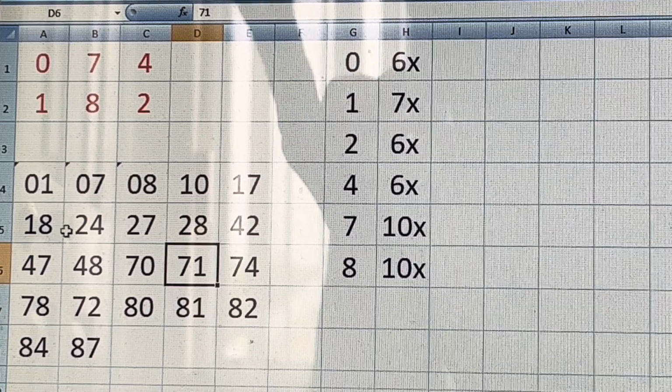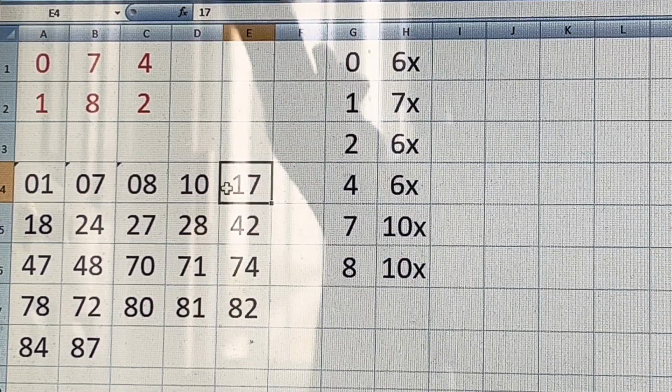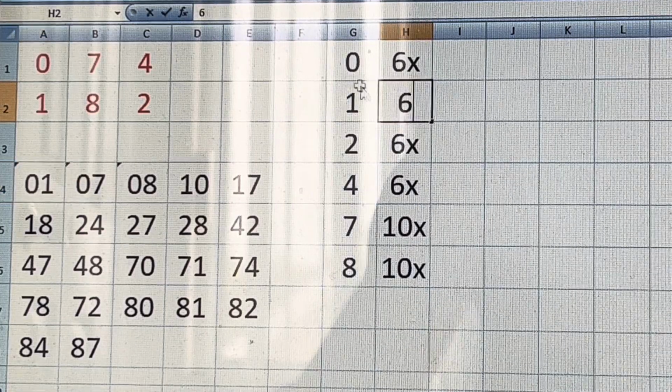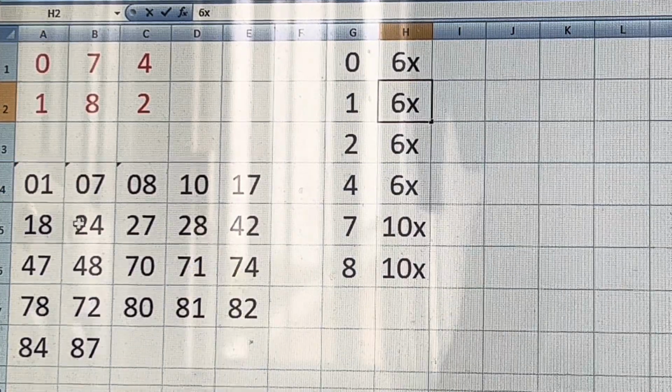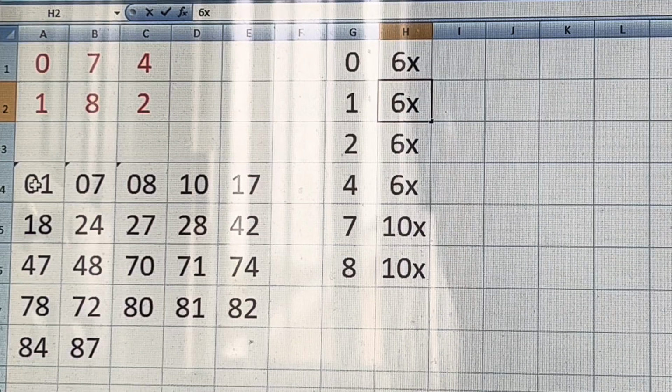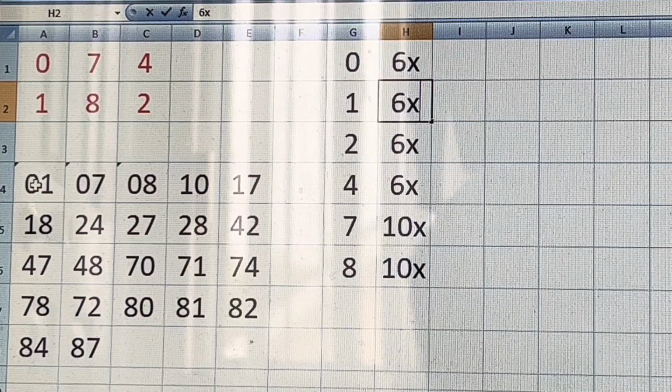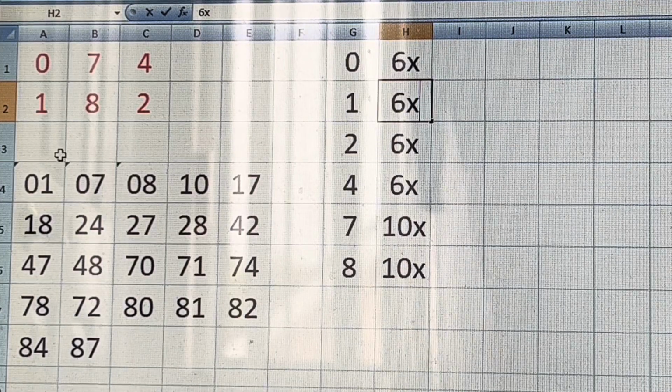81, 71, 18, 17, 10, and 1. So 1 is also 6 times, so probably make a mistake, because sometimes you can miscalculate the numbers. So you have to do it correctly, so you don't miscalculate the numbers.